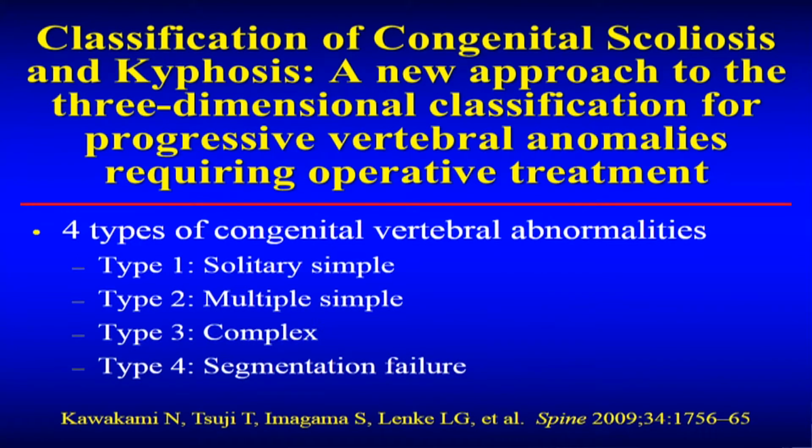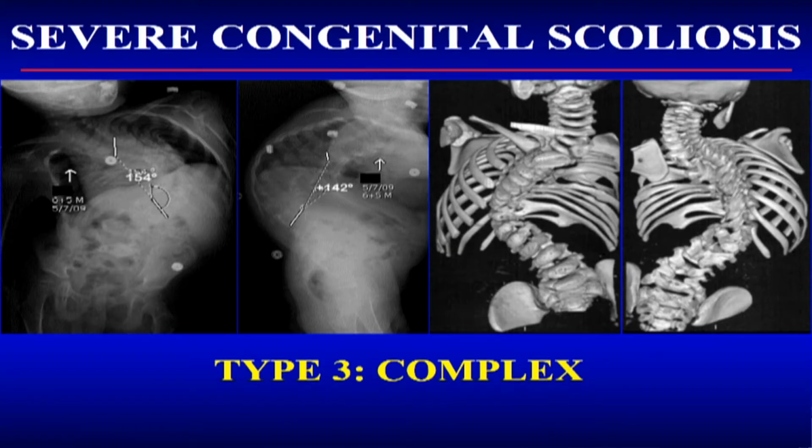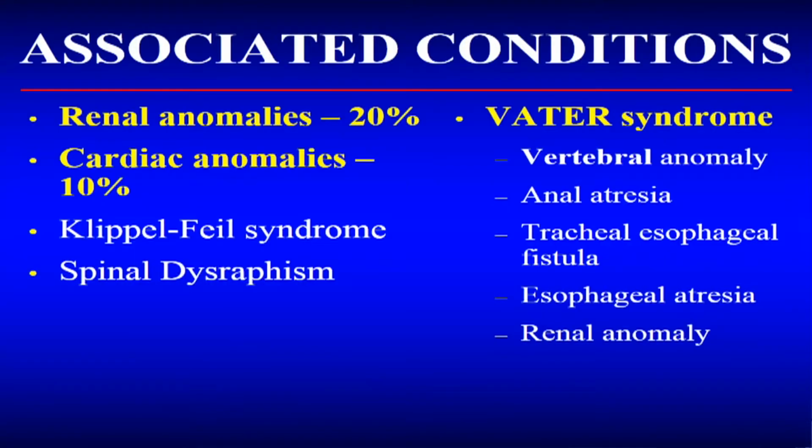Recently, Noriaki Kawakami from Japan has further classified congenital scoliosis based on the use of 3D CT scans into 4 types. Type 1, solitary simple congenital deformity, is this L1 hemivertebra, while type 3, complex, is this severely jumbled spine, as I call it, an early onset deformity producing a severe kyphoscoliosis.